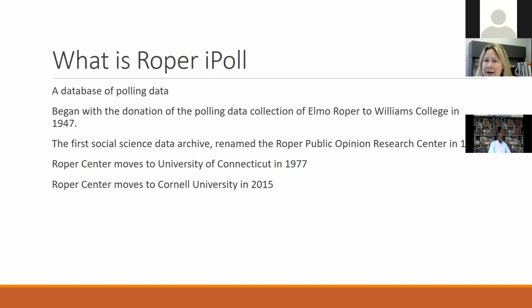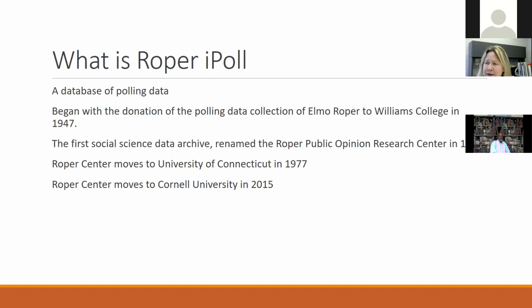So then why the Roper iPoll, and what is it? It is a database of polling data. I have some history of it here on this slide. It began with the donation of the polling data collection of Elmo Roper, who was a new market researcher. He donated his data collection to Williams College in 1947. And according to at least them, this is the first social science data archive. They renamed it the Roper Public Opinion Research Center.